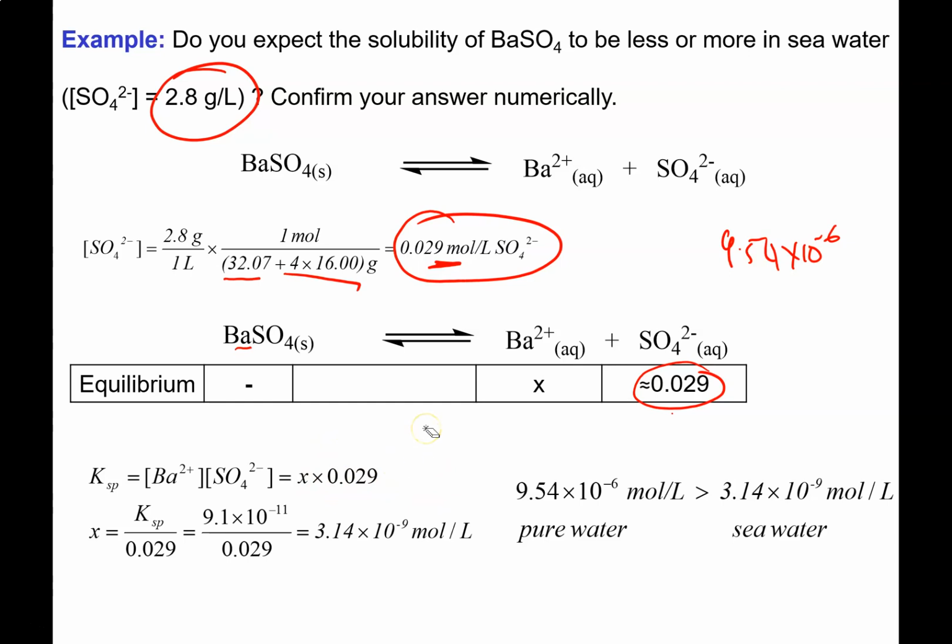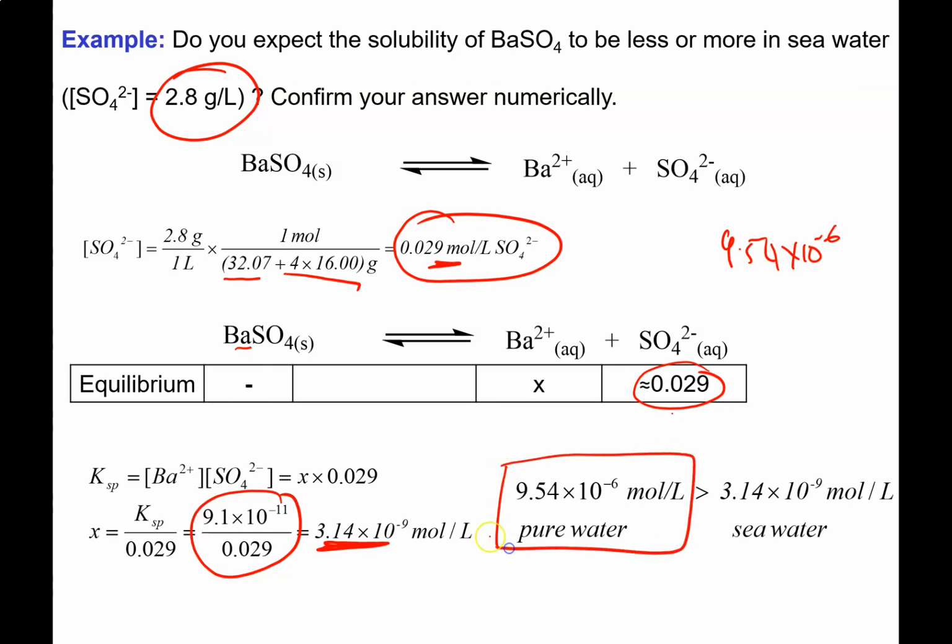All right. So what's my Ksp? It's the concentration of my barium ions multiplied by the concentration of my sulfate ions, which is going to be X times 0.029. So now I've got to solve for X. So I've got to divide both sides by 0.029, and there I go. So it's a much smaller number, right? 3.14 by 10 to the minus 9. It's like 1,000 times smaller, all right?